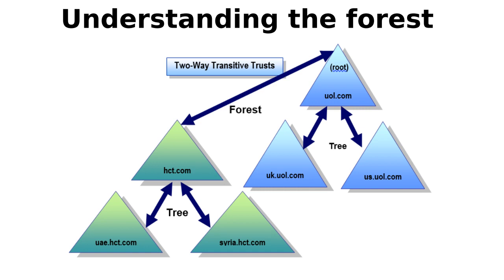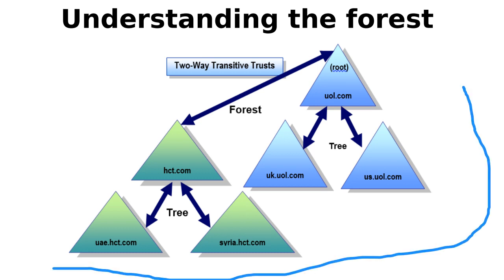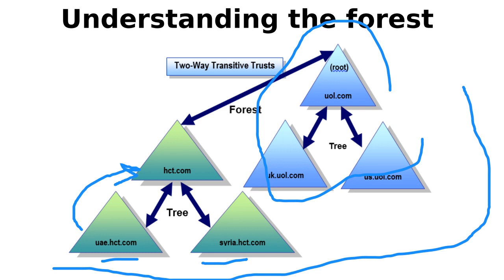Let's talk more about the forest. Here I have this domain, and I have this domain. They both have a trust relationship, so they are both making a forest, although they are different domains. This is UOL, this is HTTP. But this one and this one are child domains of this domain. This is a tree, and this is a tree.